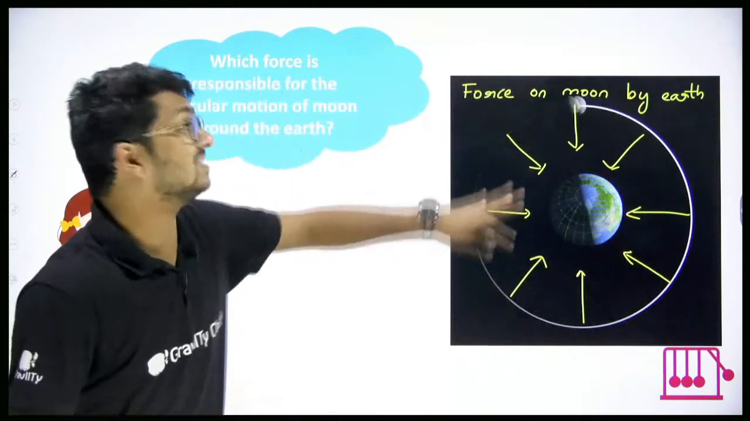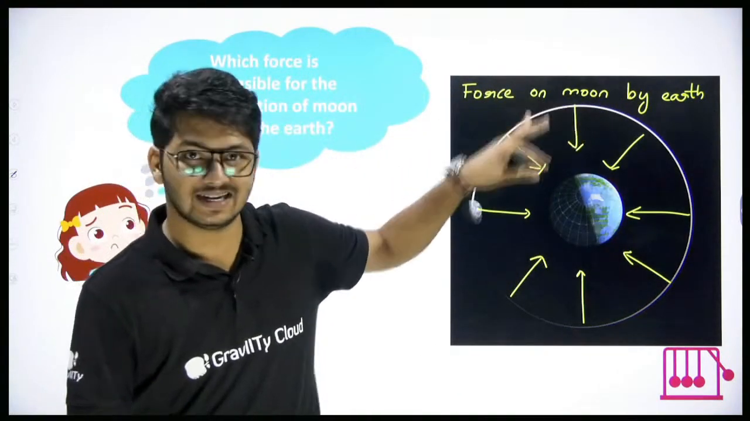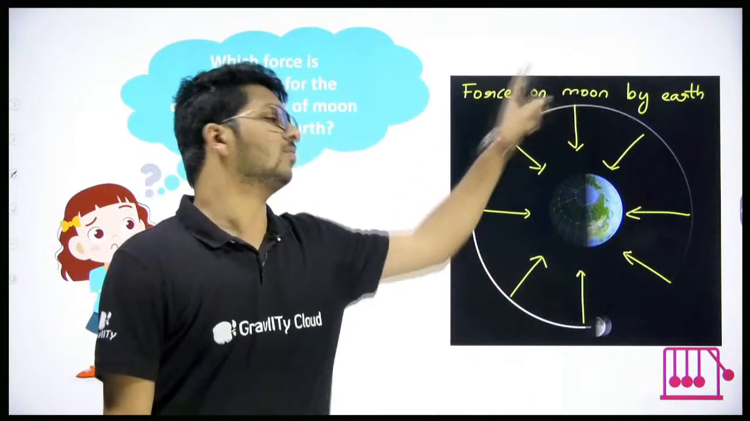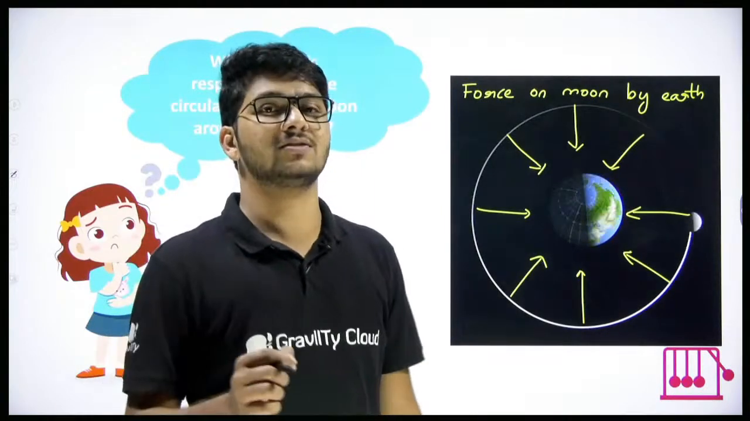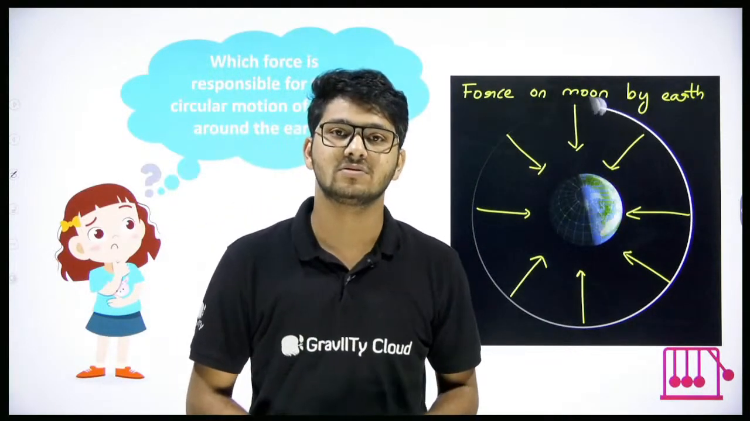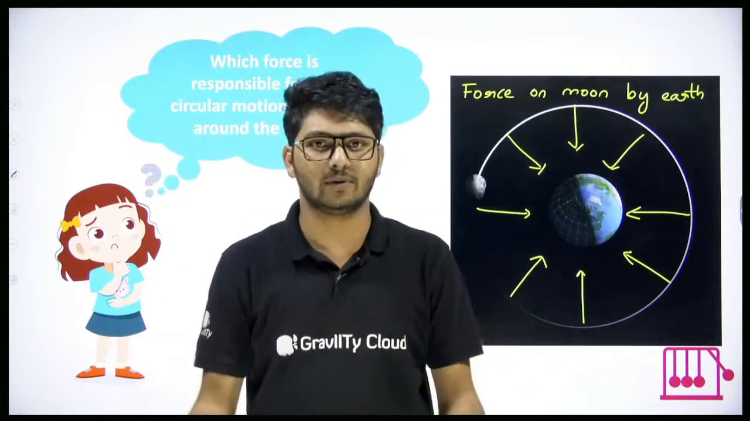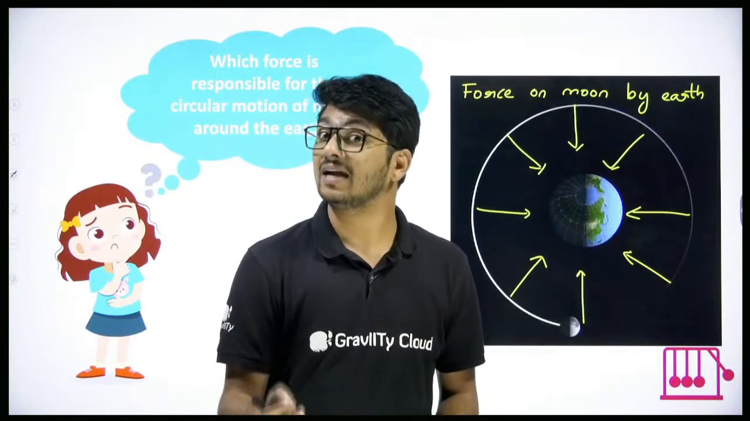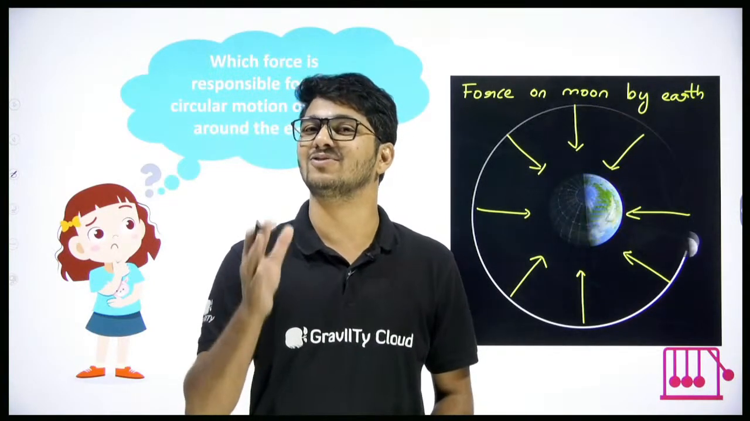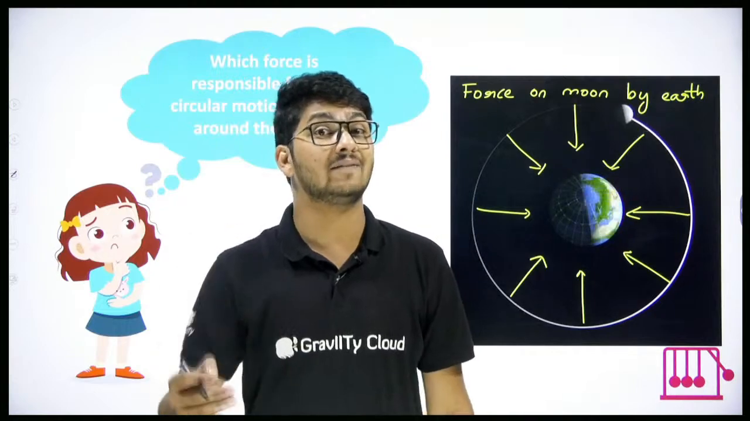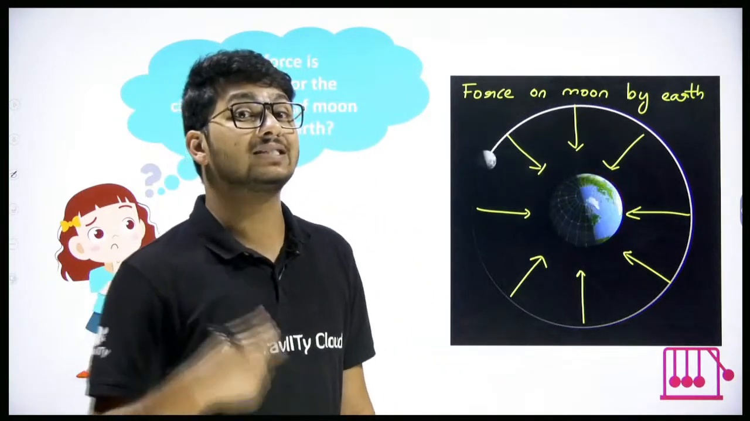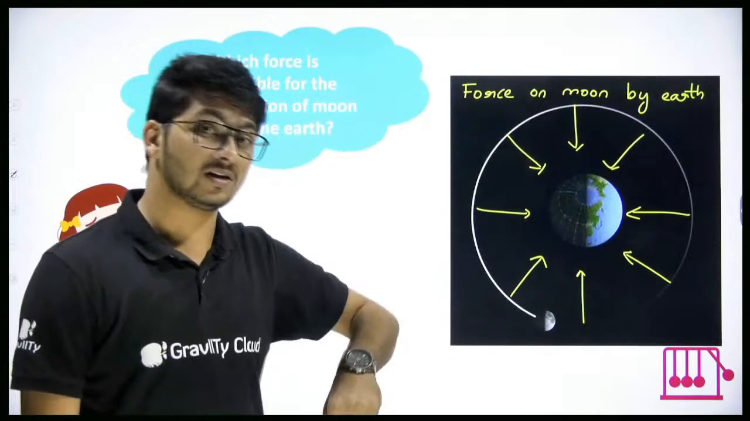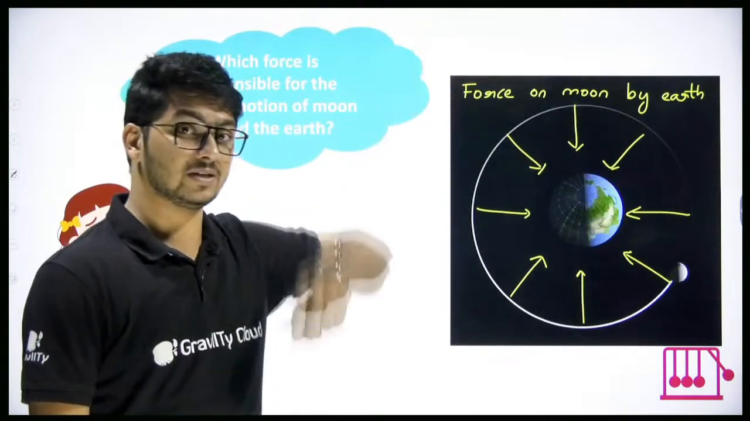So earth exerts a force on the moon, and because of that force, moon revolves around the earth. The question is, what is that force? It should be some type of force, some kind of force. It should have a name. What is that force? And that is also gravitational force. So earth also exerts gravitational force on the moon, and moon is not inside the earth, it is far away from earth.